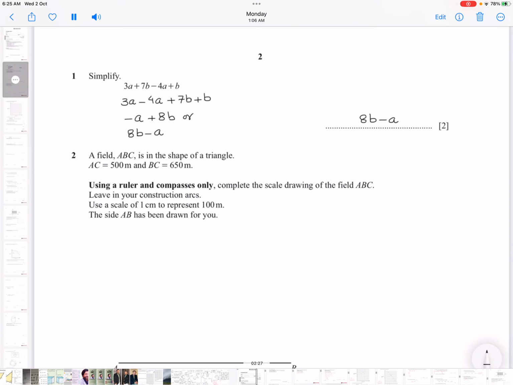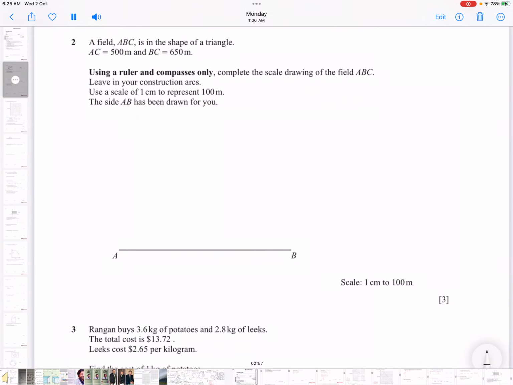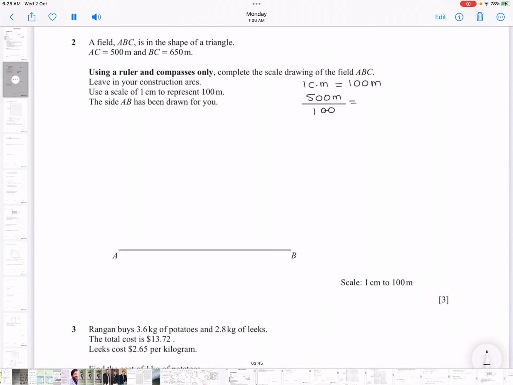A field ABC is in the shape of a triangle. AC is equal to 500 meter and BC is equal to 650 meter. Using a ruler and compasses only, complete the scale drawing of the field ABC. Leave in your construction arcs. Use a scale of 1 centimeter to represent 100 meter. The side AB has been drawn for you. So 1 centimeter equals 100 meter, which means 500 meter would be equal to 5 centimeter.